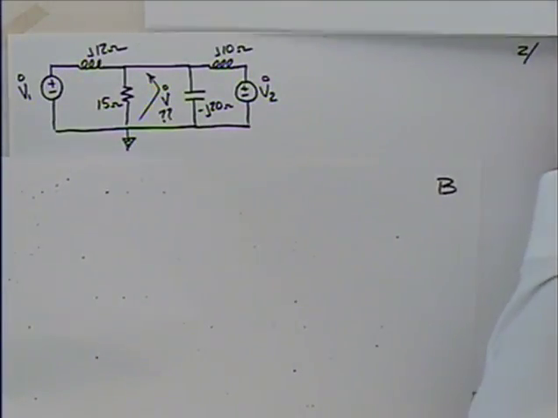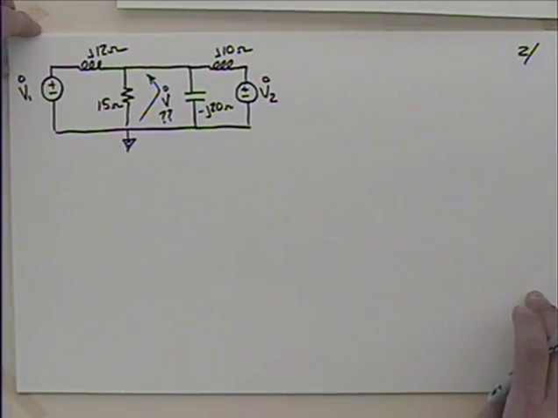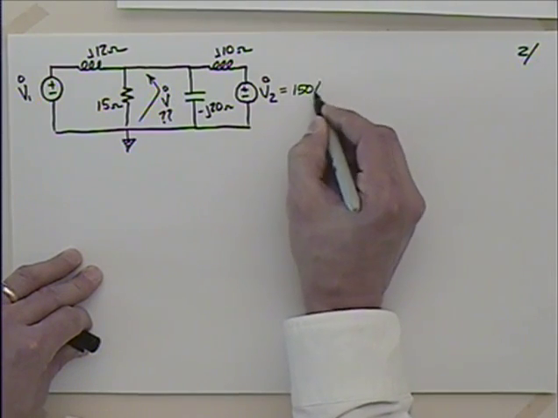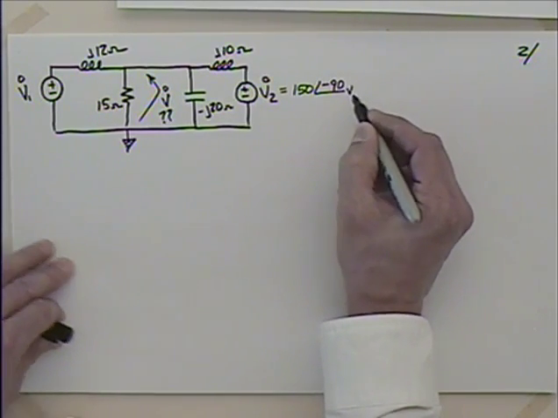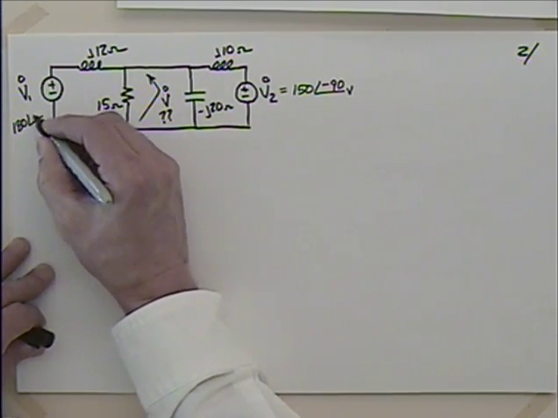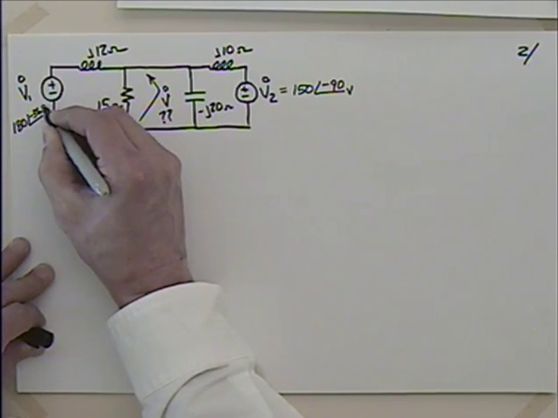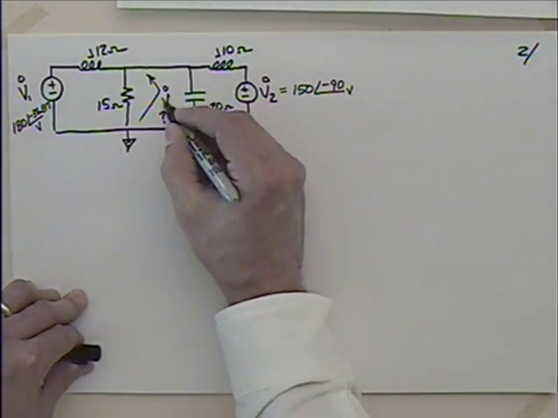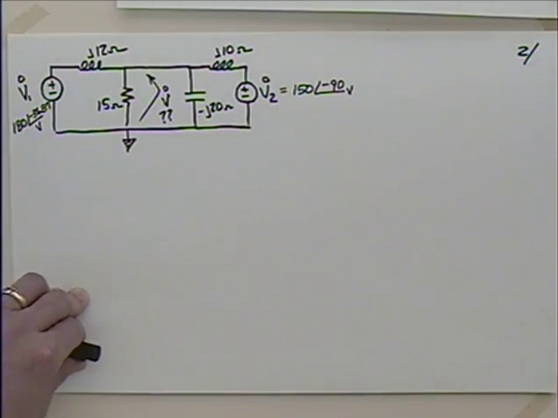So what I can do is take what we found there and put that into the circuit. I've got voltage 1 in phasor form, I've got voltage 2 in phasor form. What was the voltage 2? This is 150 at minus 90 volts, and voltage 1 was 180 at minus 36.87 volts. Okay, so I put those voltages in, I put the loads in phasor form, and now I'm looking for this voltage here in phasor form. We will find it in phasor form, and I'll have to convert back to the time domain.